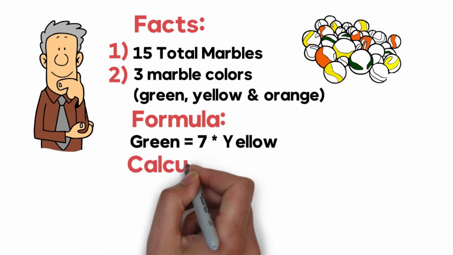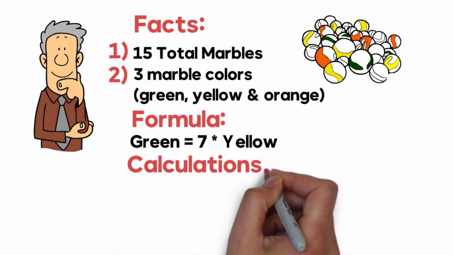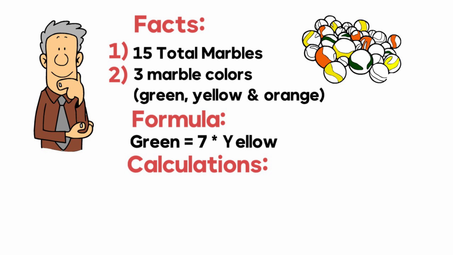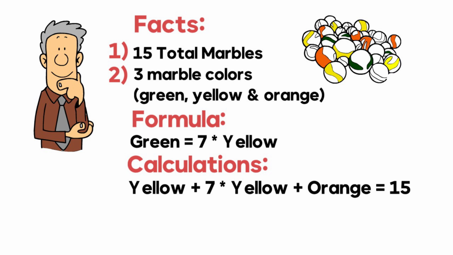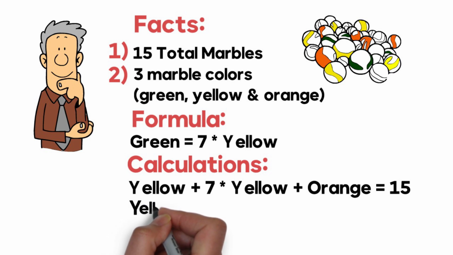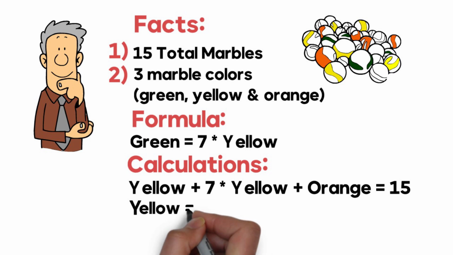With this type of information, we can easily build the calculations, and we will base our calculation off of yellow marbles. The calculation will be yellow marbles plus 7 multiplied by yellow marbles plus orange marbles equals 15. Because 15 is a relatively small number, we can start guessing how many yellow marbles are in there.